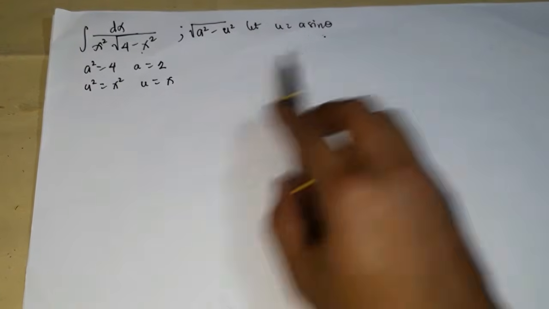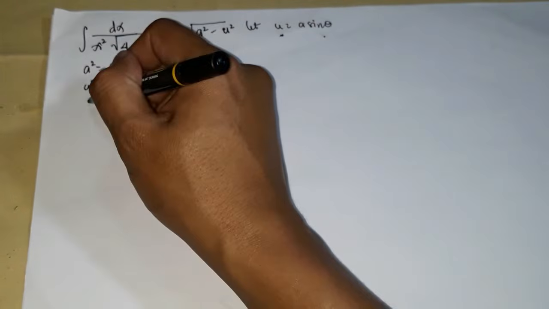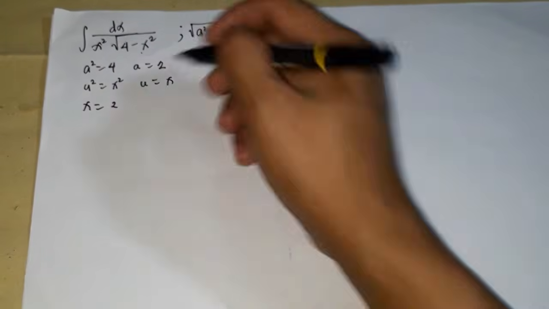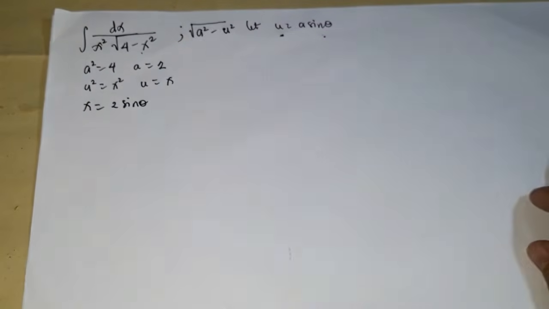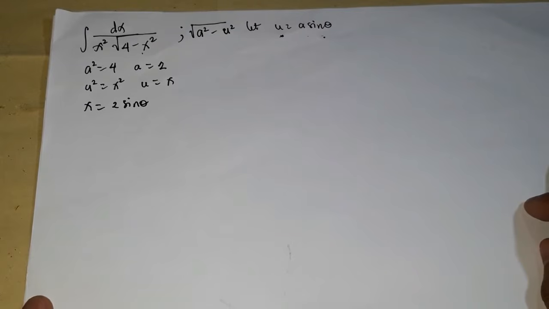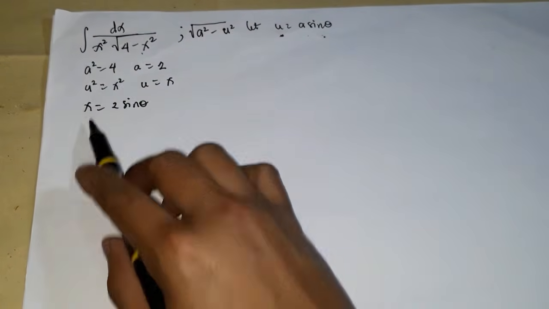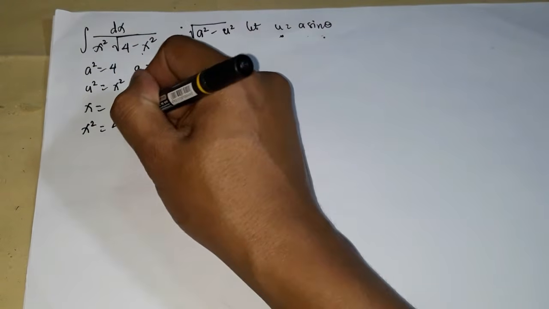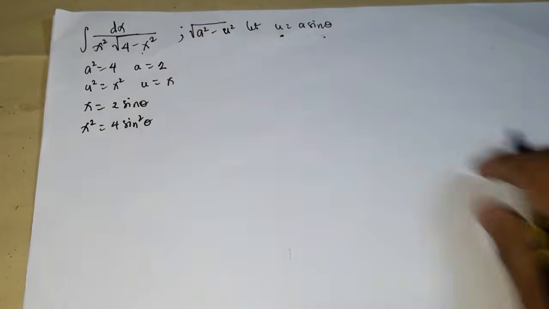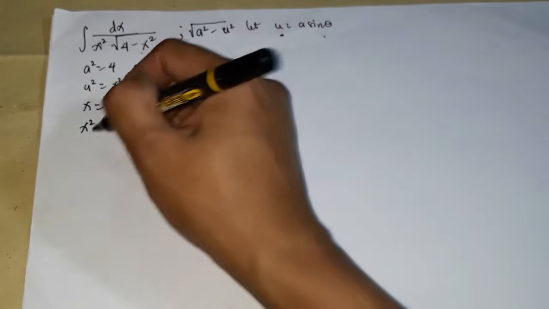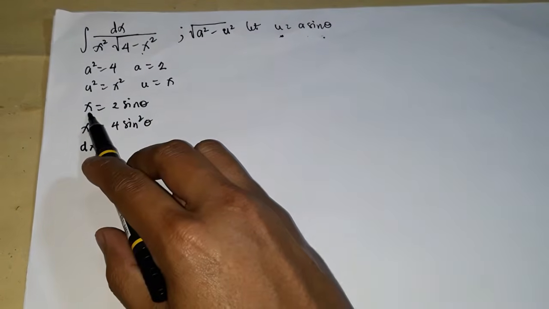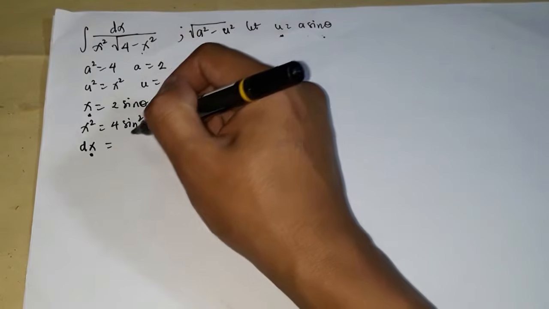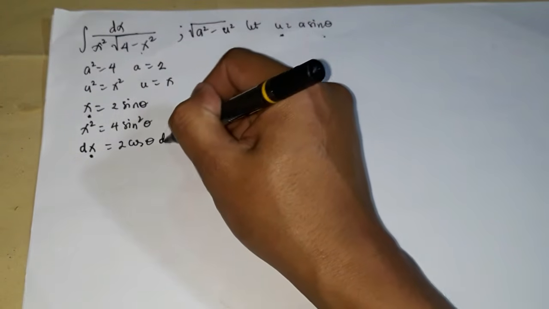So in this case, since u is represented by x, we have x equals a, which is equal to 2, times the trig function sine theta. So we have x equals 2 sine theta. And on our integrand, we have x squared. So when you square both sides of the equation, you have x squared is equal to 4 sine squared theta. And then you need to have dx. So dx is obtained when you differentiate x, so you differentiate 2 sine theta, which is equal to 2 cosine theta d theta.